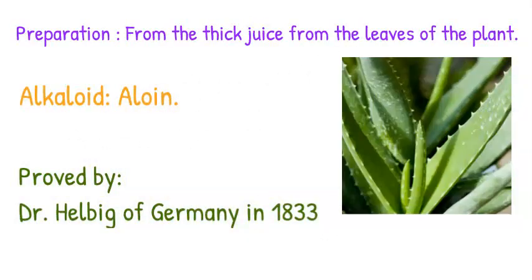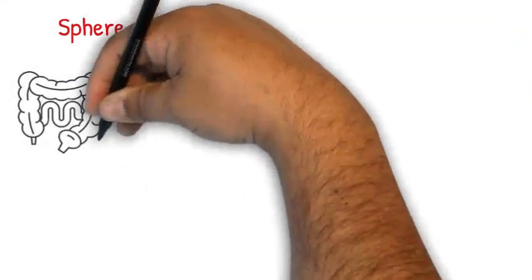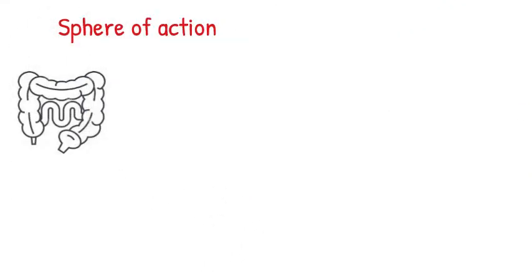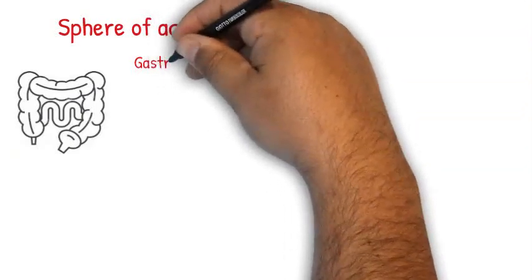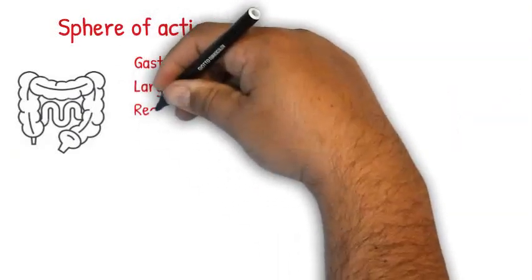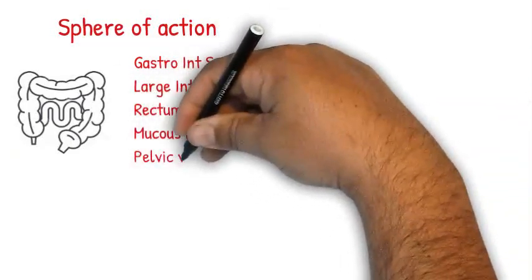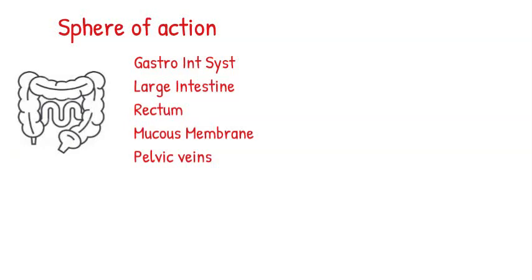Coming to the sphere of action or the organs and systems affected by this medicine, the medicine mostly affects the gastrointestinal system, especially the large intestine and rectum. Also, the mucous membrane of the GI tract. This medicine also affects the pelvic veins.